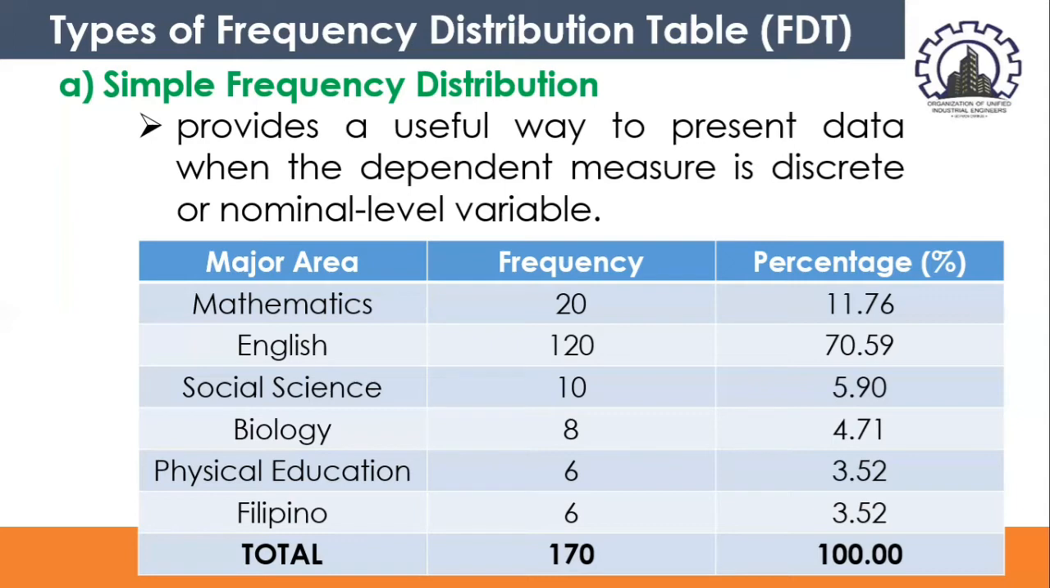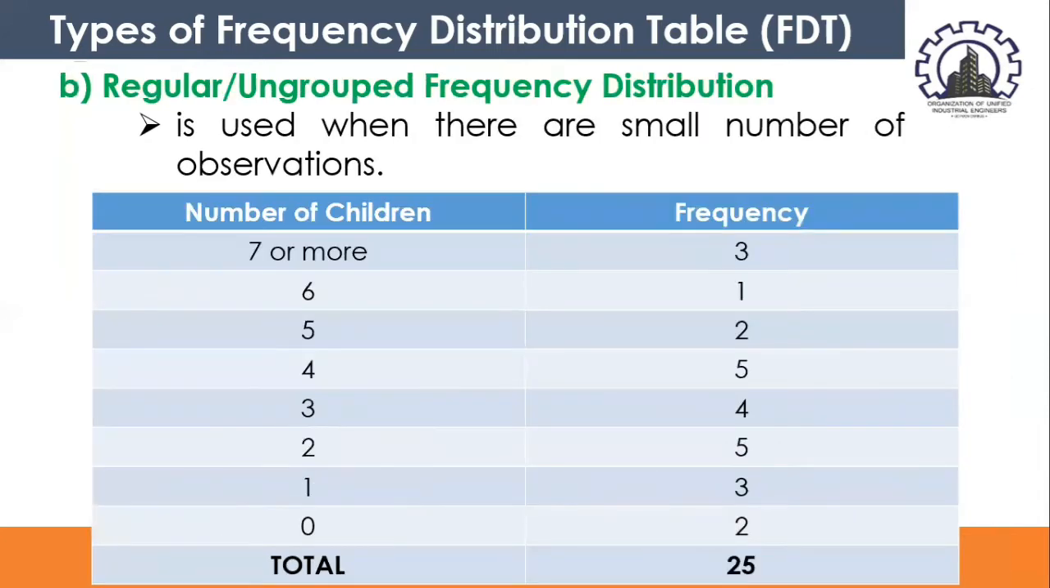And another type of frequency distribution table would be the regular or ungrouped frequency distribution. So what do we mean by regular or ungrouped frequency distribution? It is actually used when there are a small number of observations. In fact, it is merely a tabular arrangement of data that shows the frequency occurrence of the different values of the variables. And usually, the arrangement is in descending order of magnitude, so from highest to lowest number, okay?